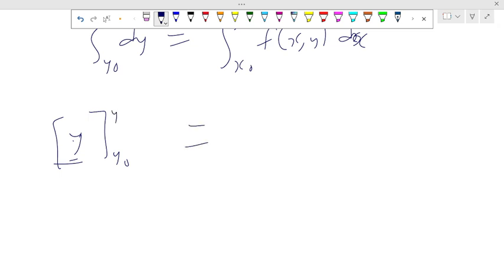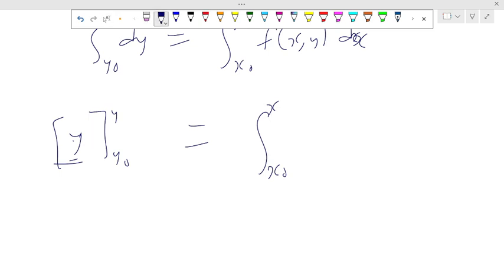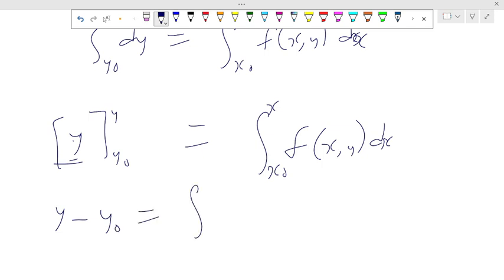Now I will not integrate this part because it has an x term and also a y term, so I'll leave it like that. This will result in y minus y0 equals this.